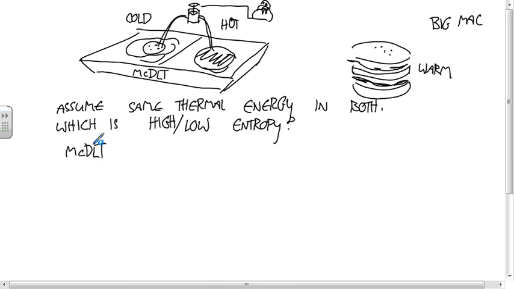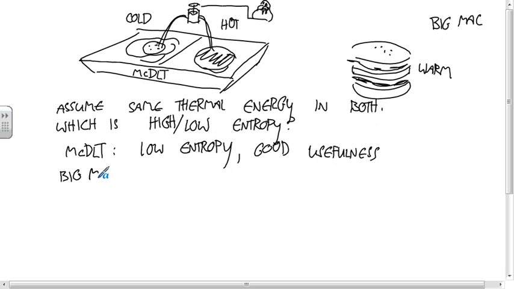I think that's an okay way to think about it. Yeah, I don't think that's totally necessarily true, but that's kind of the right thinking, I think. So the McDLT has low entropy, which means good usefulness. The Big Mac has high entropy, not useful for work.